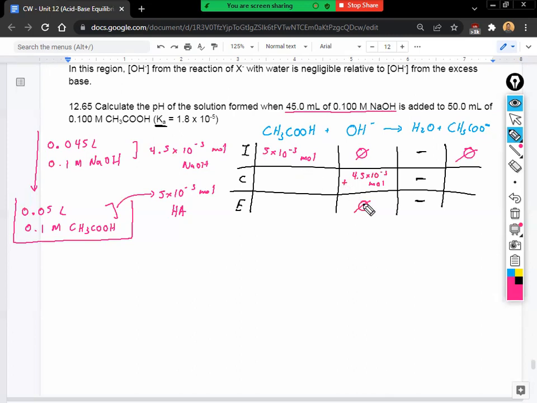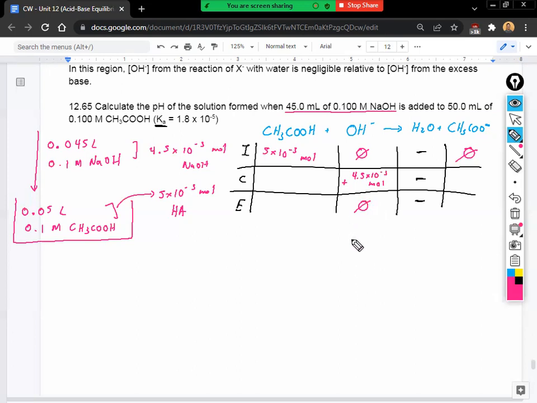Now one thing I do want to mention is it's 0 because we have more moles of your acid than you have of your base, right? Obviously, if you have more base than your acid, you're going to have to remember that you will have some hydroxide left over, okay? So just keep that in mind.